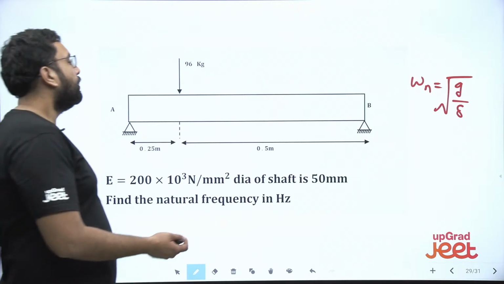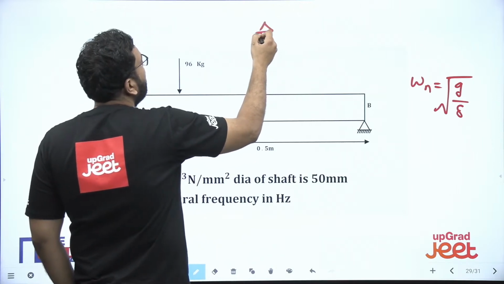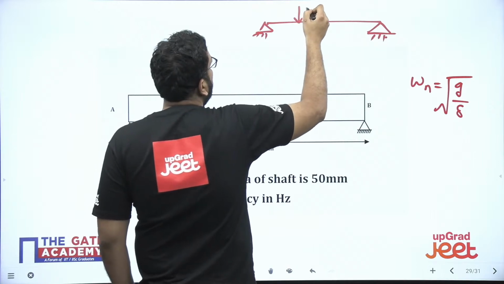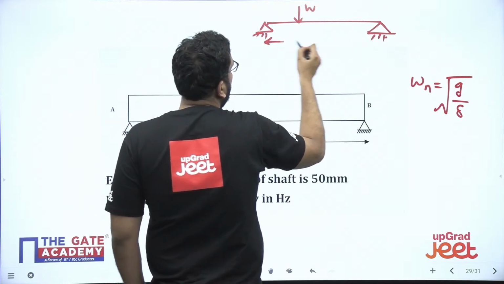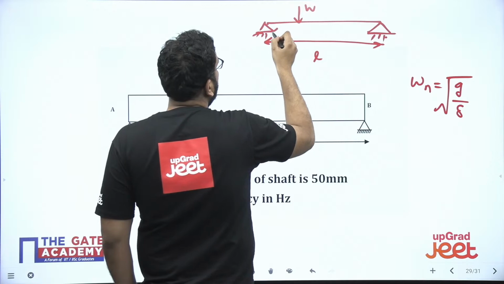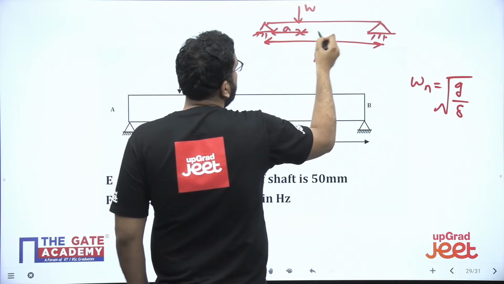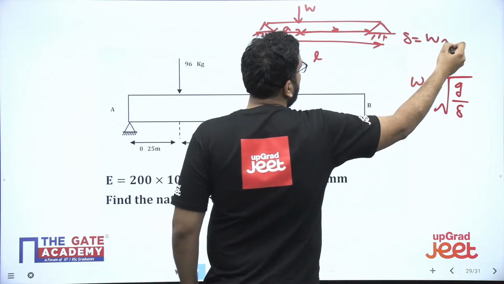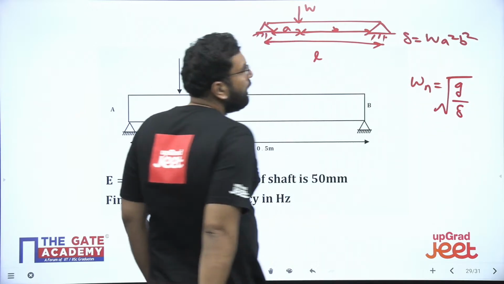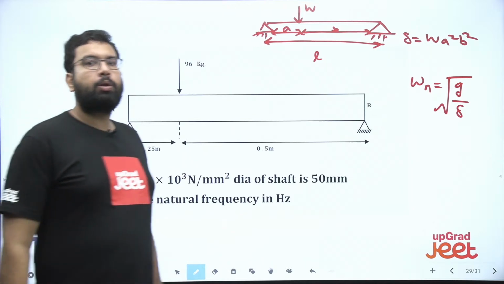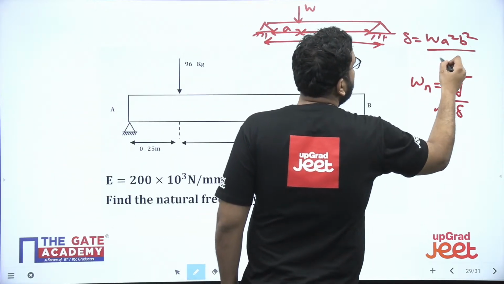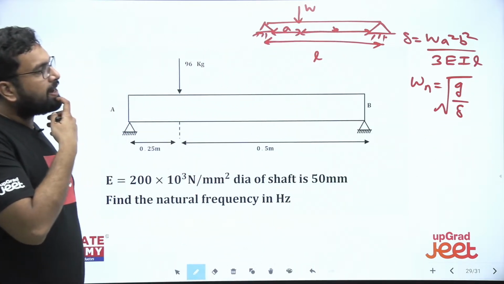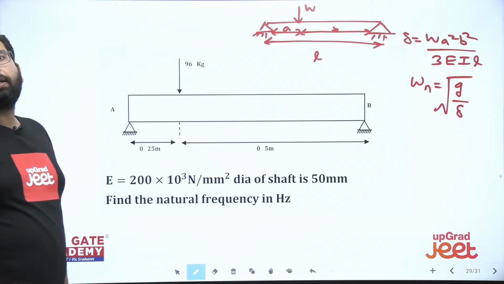I thought you must be knowing this formula. This is a standard formula, no? This is W. If the whole length is L, this is A, this is B. So what is the standard formula? It is W A square B square upon 3EIL. Right, this is the standard formula, no? Yes or no? Please answer me.